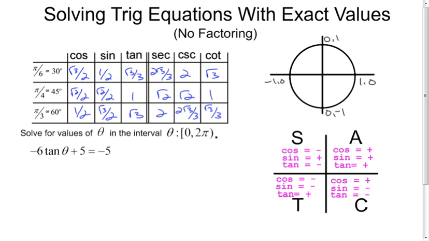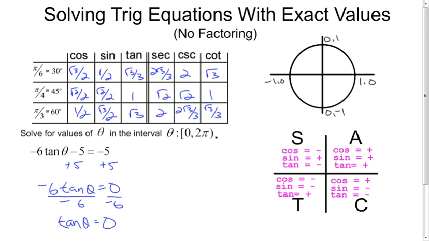Let's take a look at this next example. Same kind of technique, going to take a look at this equation and isolate the trig value. And sorry about that, same sleight of hand, because I made the same sign mistake when I made the problem. So here I'm going to add 5. Negative 6 tan theta equals 0. Then I'm going to divide by -6 and get tan theta equals 0.